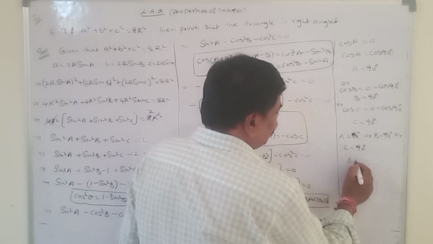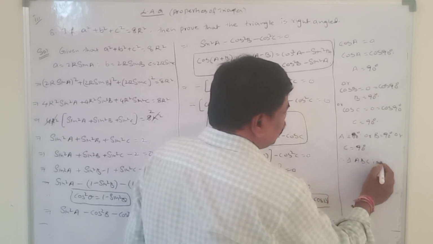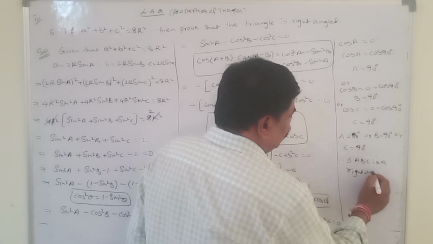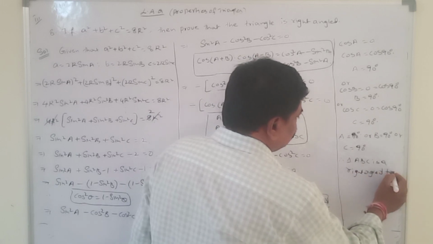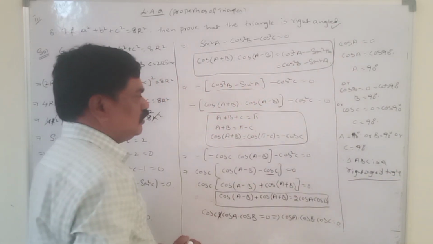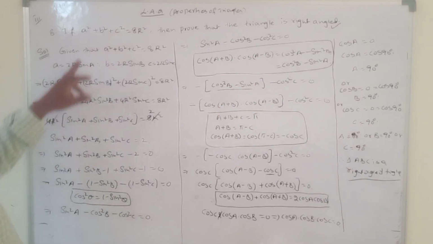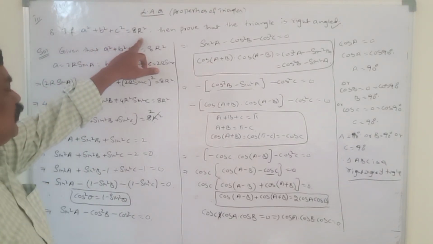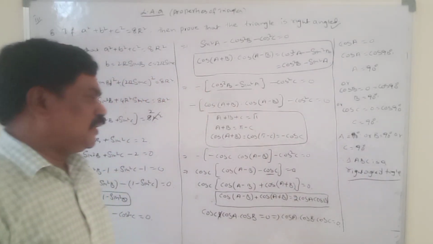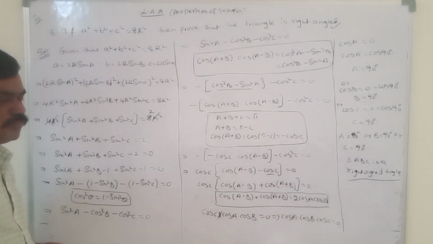Therefore triangle ABC is a right angled triangle. This is the conclusion. Given a square plus b square plus c square is equal to 8R square, triangle ABC is a right angled triangle. Hence the proof.